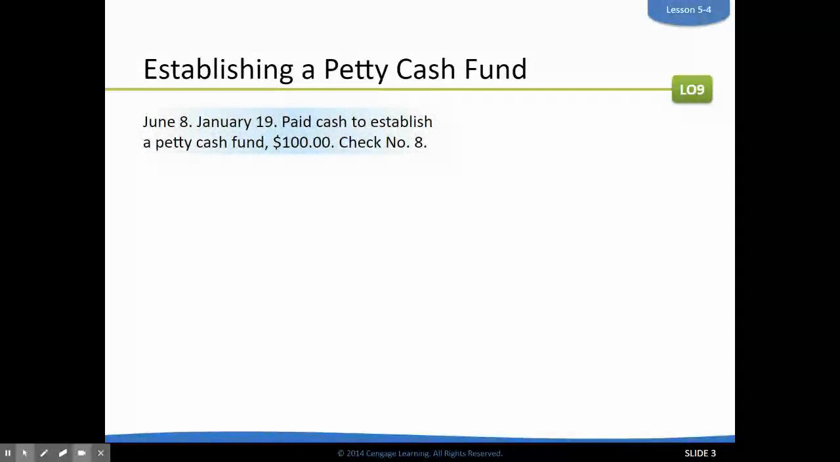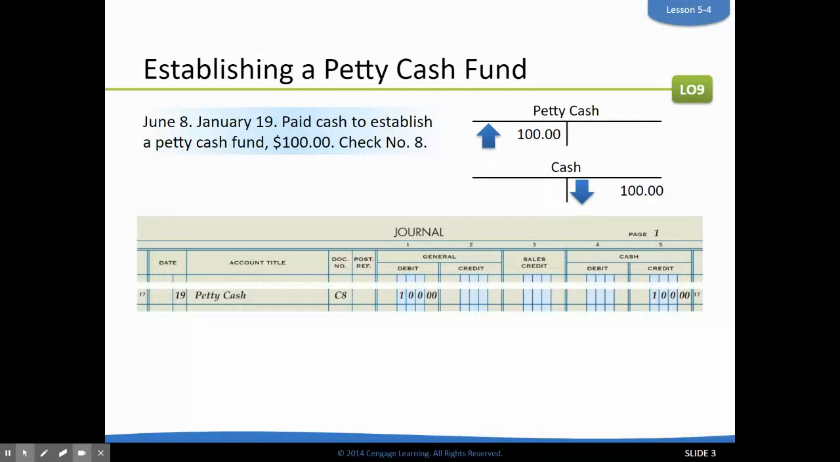So on January 19th, we paid cash to establish a petty cash fund, check number 8. What would happen in this case is we would write a check for $100 to petty cash, and we would go to the bank and cash it, and that establishes our petty cash fund. So we would increase petty cash and decrease regular cash.